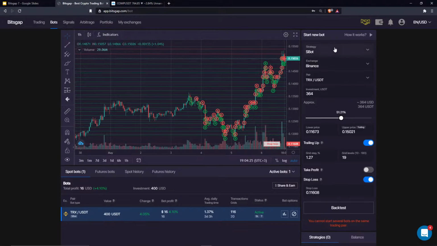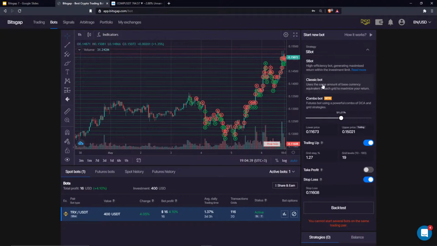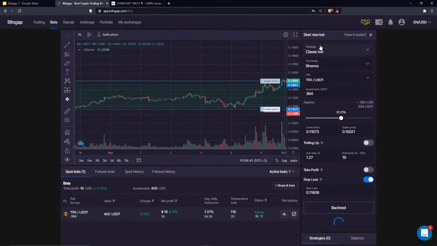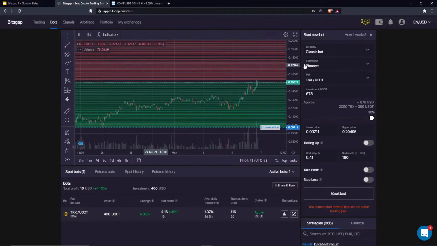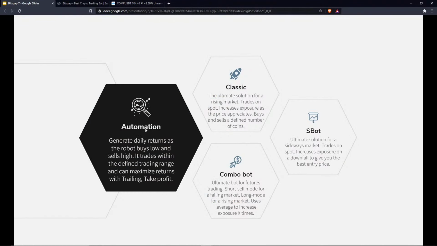As I mentioned, we have the SBot and the classic bot, and it's really important to understand what makes them different and how to construct optimal portfolios. So let's start with the original one. That's the one that was the first to be launched on Bitsgap, the classic bot. So let's go back a bit.